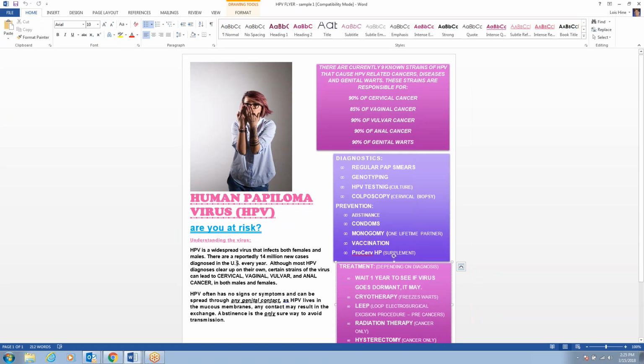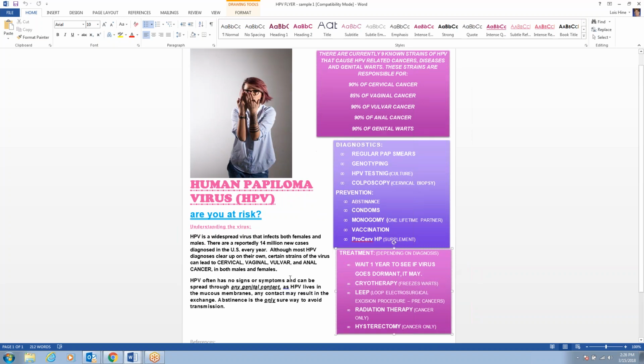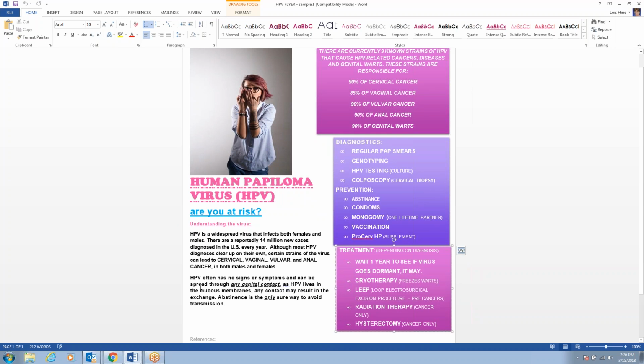Warts. Widespread virus that infects both males and females. 14 million new cases diagnosed each year. Almost all clear up on their own. Certain strains of the virus lead to these different disorders in both males and females. Here are your signs and symptoms, or almost no signs and symptoms. It can be spread through any general contact. So they've got it in here.